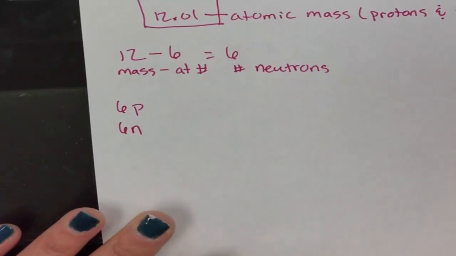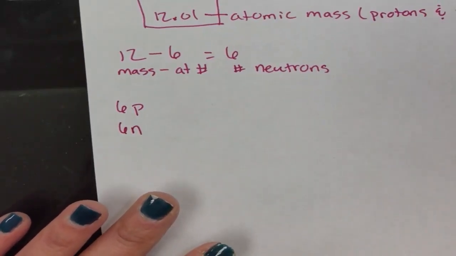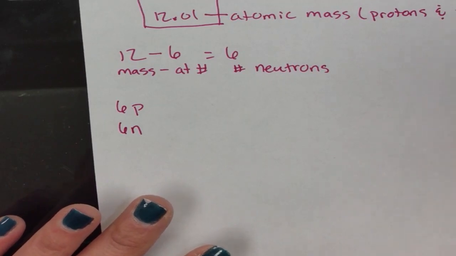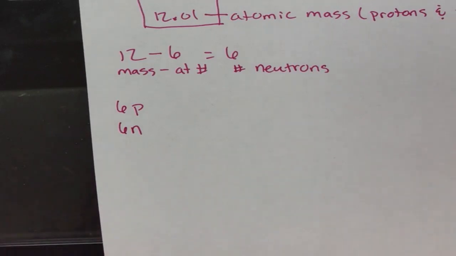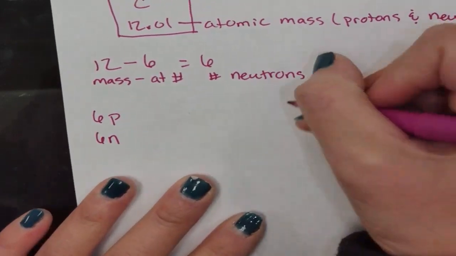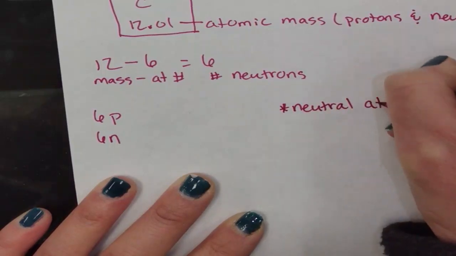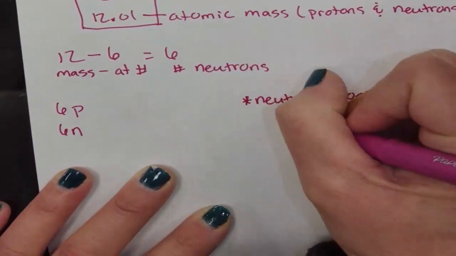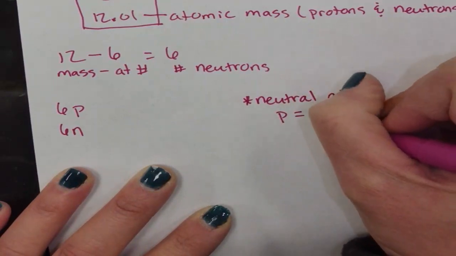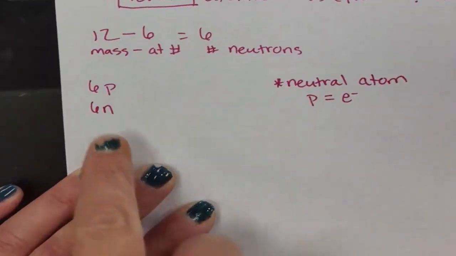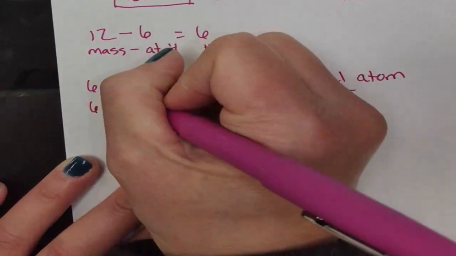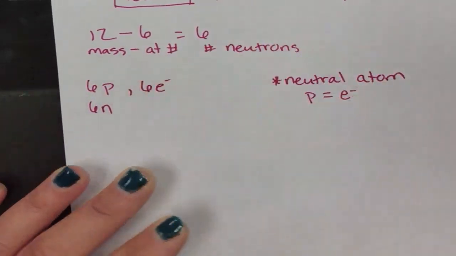Now, if it is a neutral atom, which for today's lesson, all atoms are neutral. We're going to have a whole other lesson on how to determine if it is not neutral. So today, all atoms are neutral. So a neutral atom is going to have protons equaling the number of electrons. So if I have 6 protons, I also have 6 electrons.